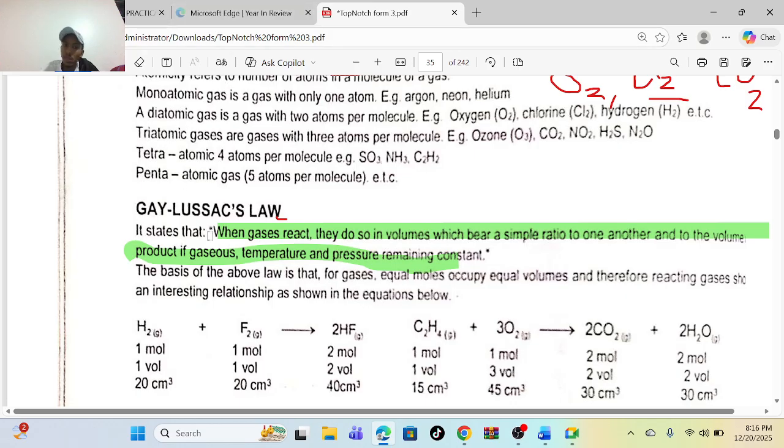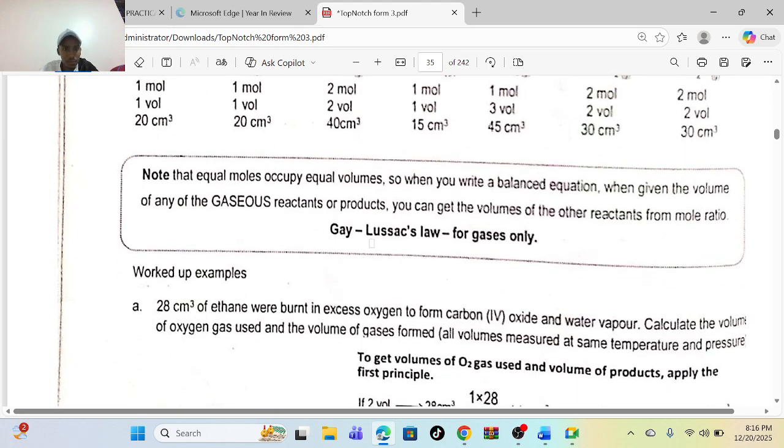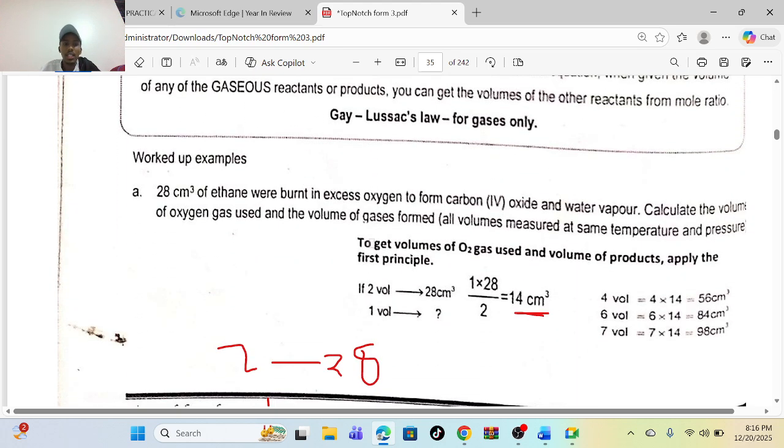Even if you write it this way, it is also fine. When gases react, they do so in volumes which bear a simple ratio to one another and to the volume of product, if the gases' temperature and pressure remain constant. So let me go on now and do a question.